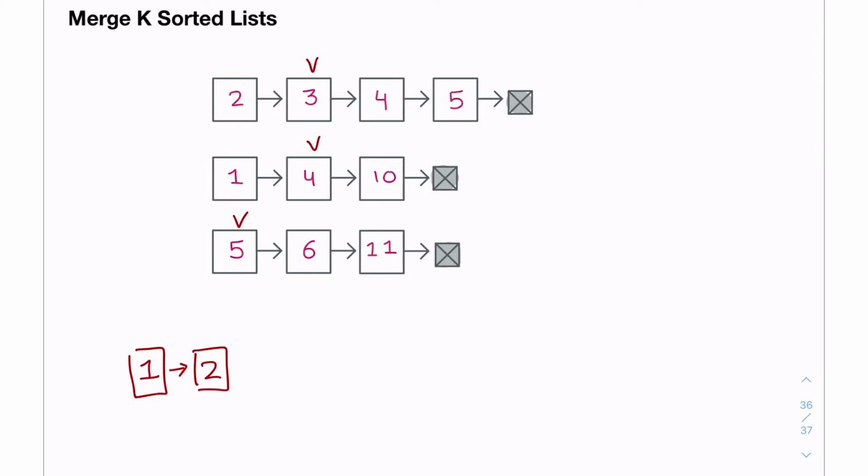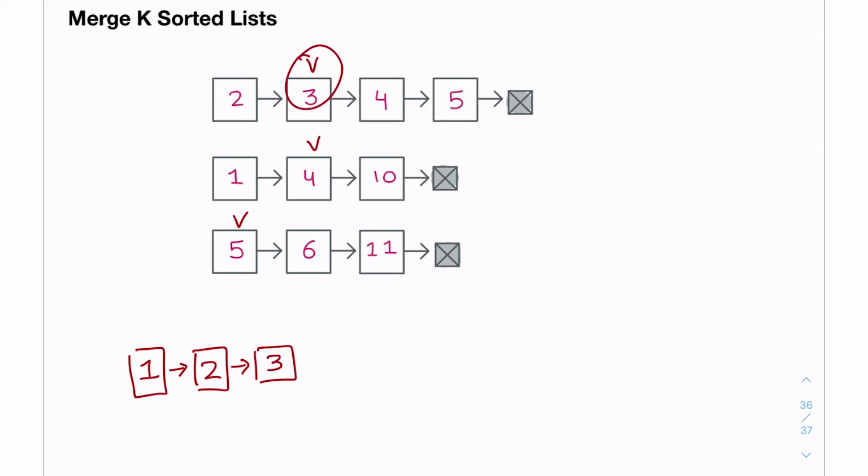Now we have again 3 values that we want to compare, and we want to choose the smallest one. We have 3, we have 4, and we have 5. So we'll choose 3 as that is again the smallest value, and we'll add it to the new list. And we'll increment the pointer to point to the next element in that respective list.